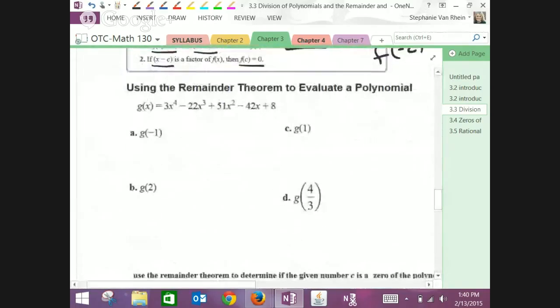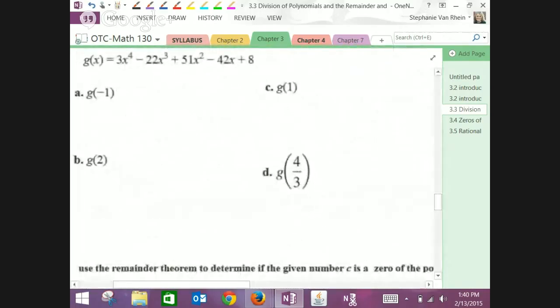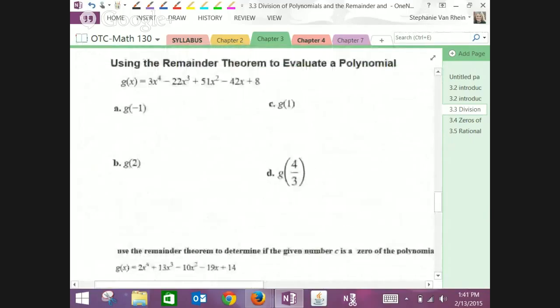So using the remainder theorem, evaluate the polynomial. I could plug in minus 1 into the function and see what I get, or I can do synthetic division, right? It might be pretty easy to plug in 1 and minus 1, but for 2 and 4/3, you might want to do synthetic division. So let's do synthetic division, x minus c, so c here is playing the role of minus 1. So we have 3, minus 22, 51, minus 42, and 8.